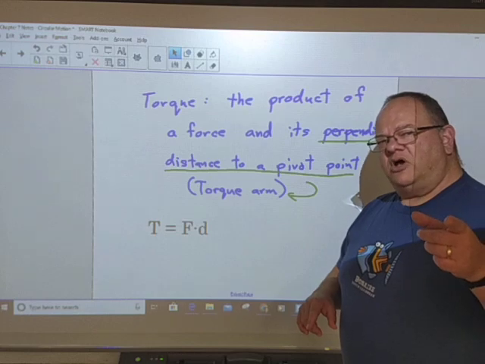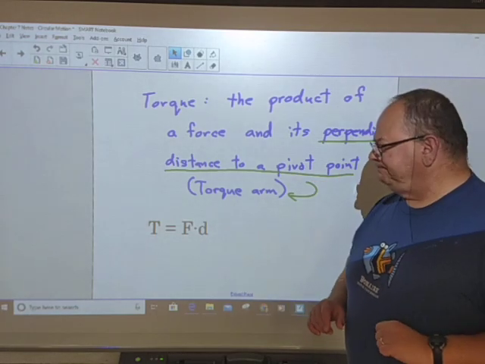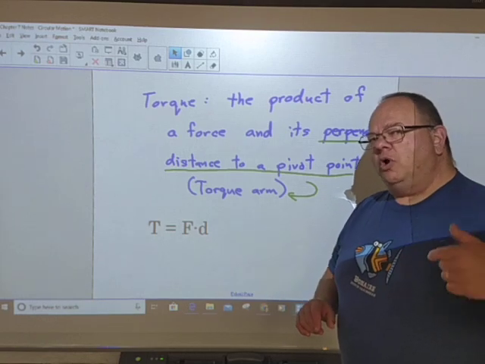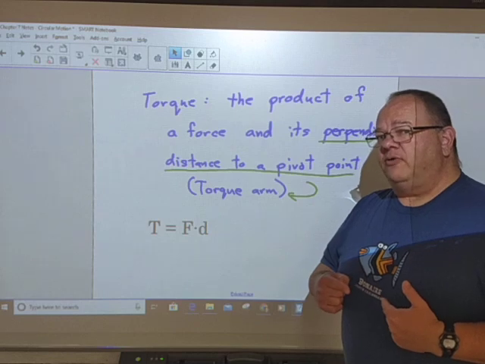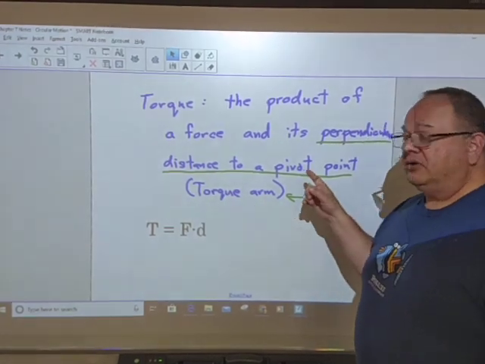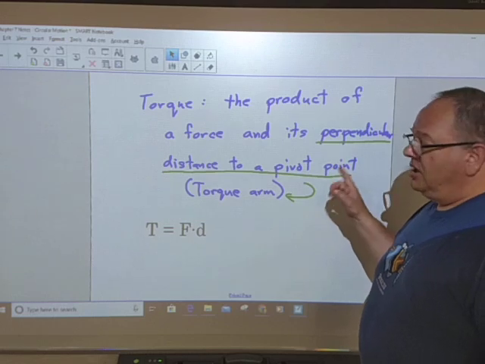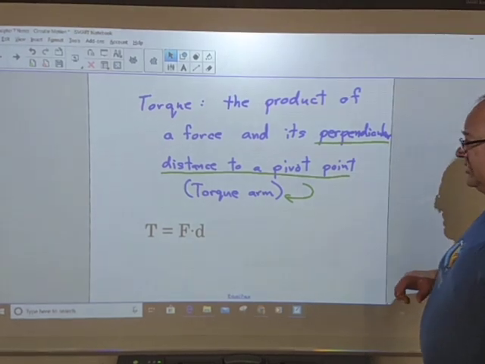I think we saw earlier that work is force times distance. This is different. Because in order for work to be done, the distance had to be in the same direction of the force. And in this case, this is a perpendicular distance. So this is not work. Okay, this is a perpendicular distance.